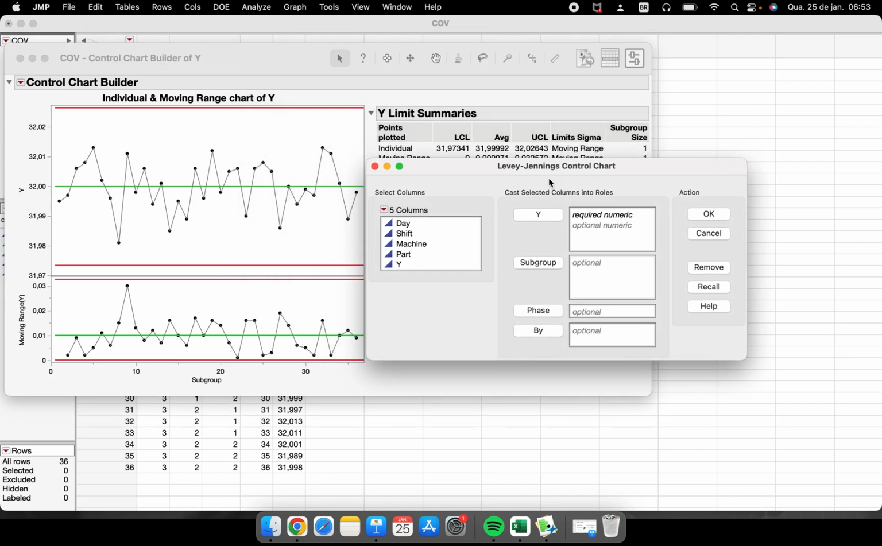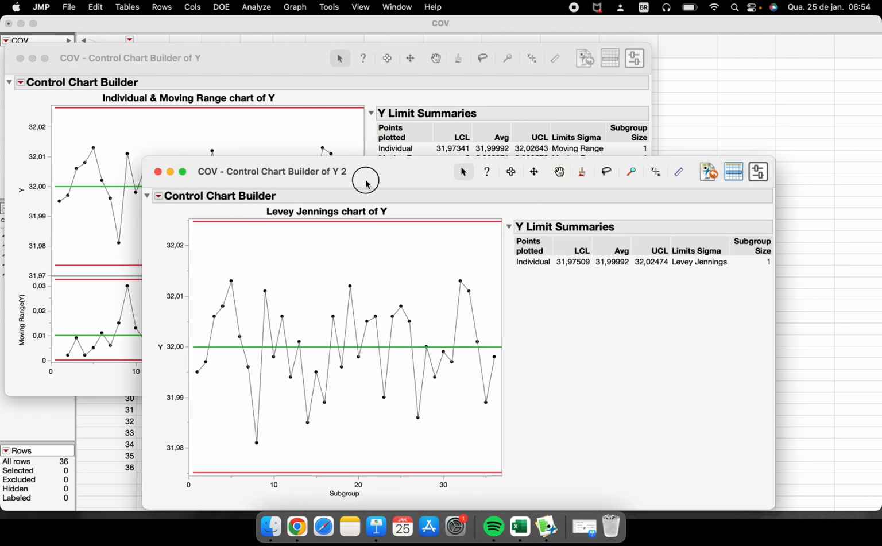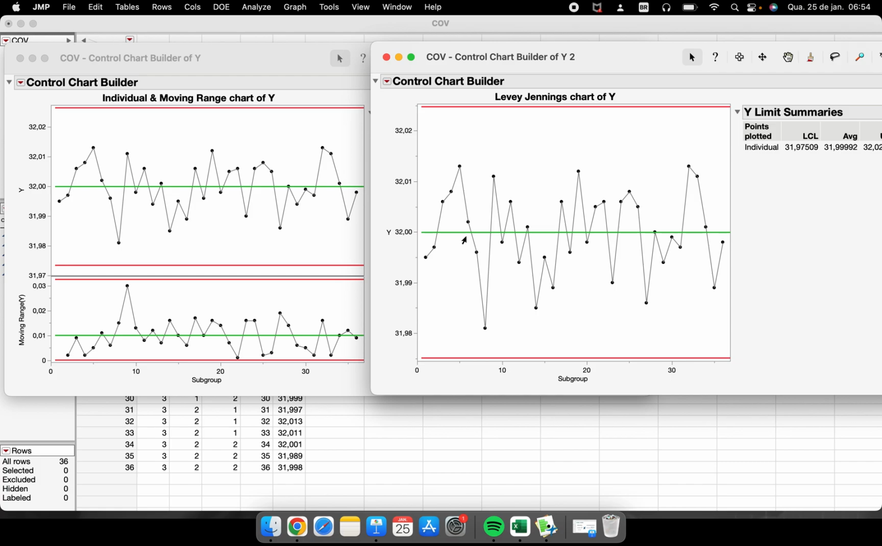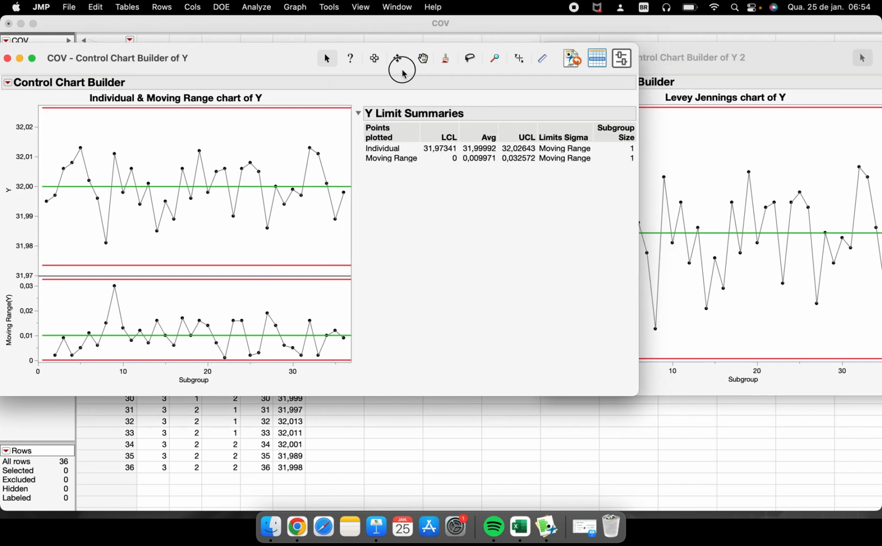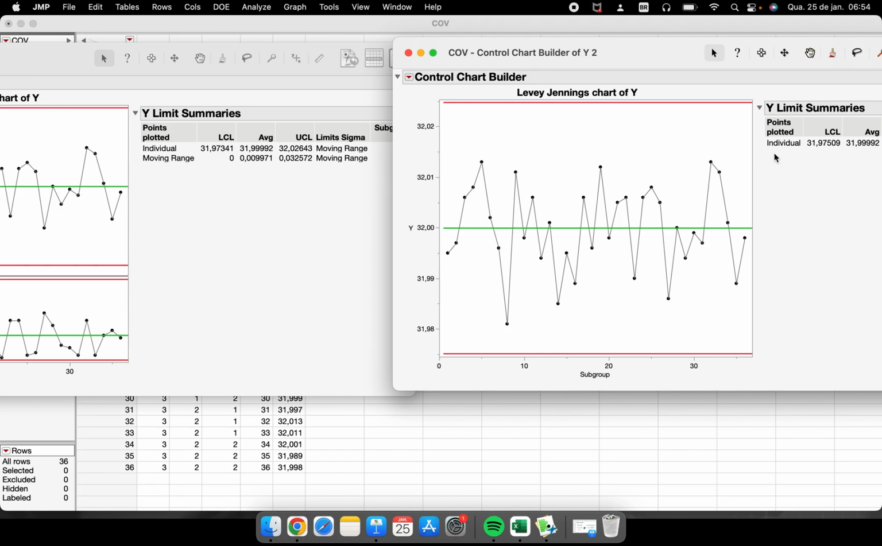The launch platform here is exactly the same. I put the Y here, and now I have a Levey Jennings control chart. I don't have an IMR control chart here, I just have the Levey Jennings control chart. And what is the difference? If you pay attention here, we will have different control limits. For example, in the IMR chart I have 31.97341, and here we have 31.97509. So the difference between them is the control limits of the charts.